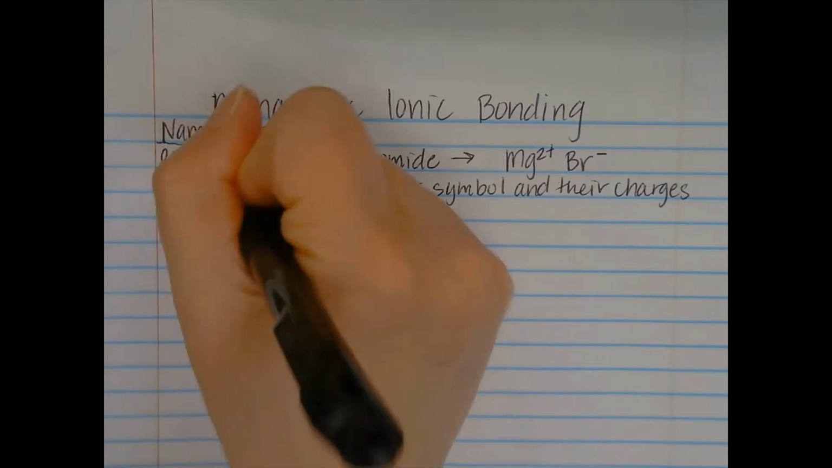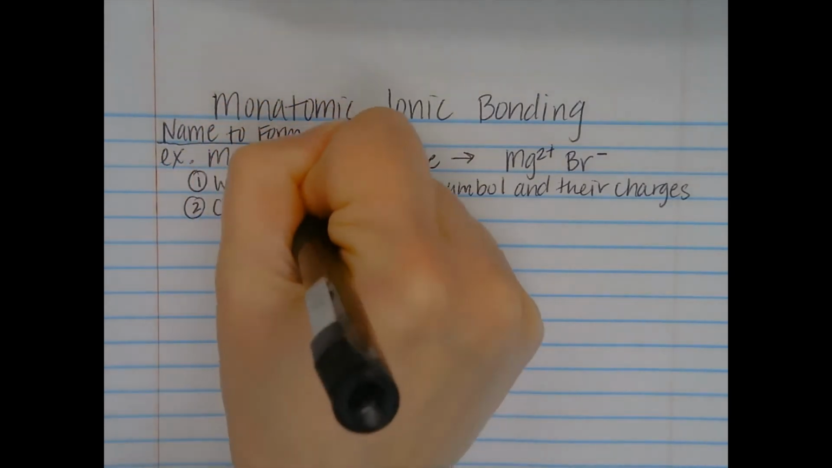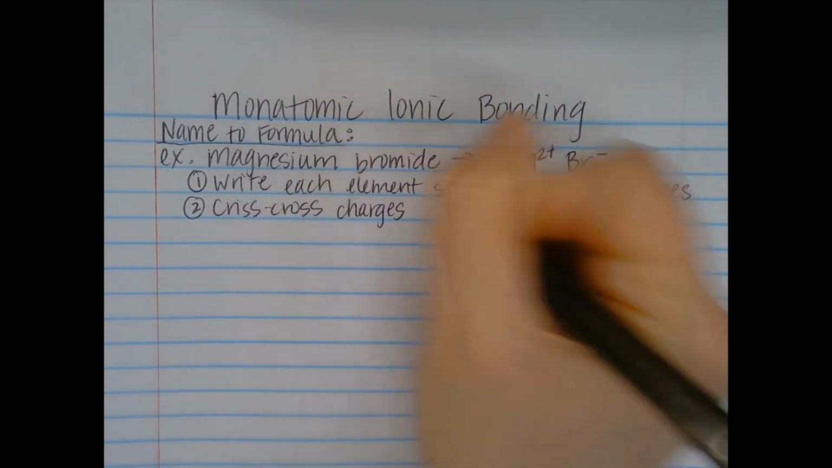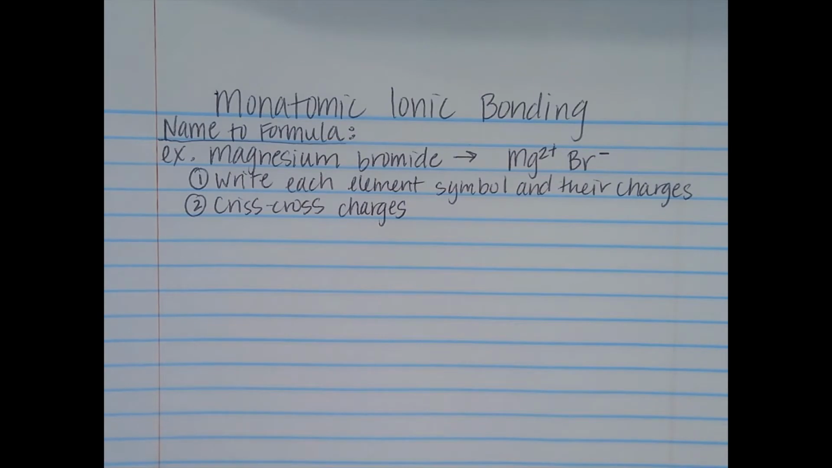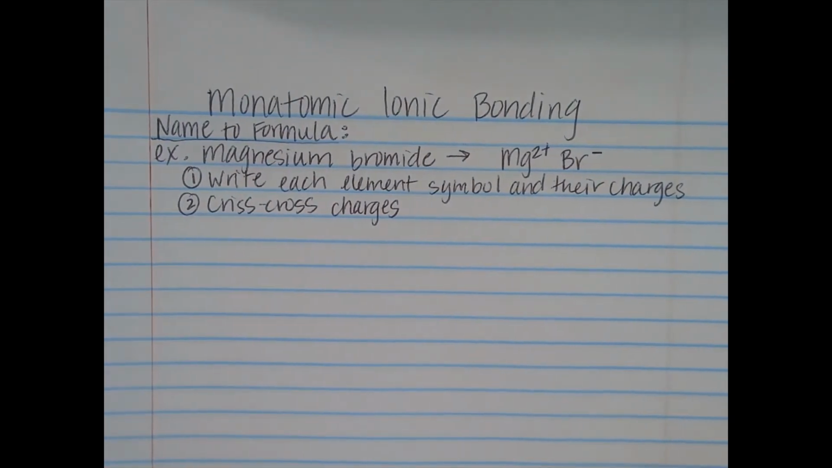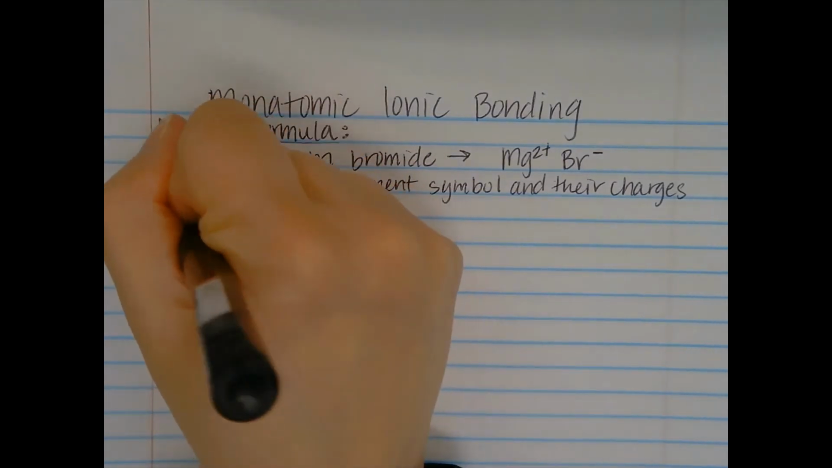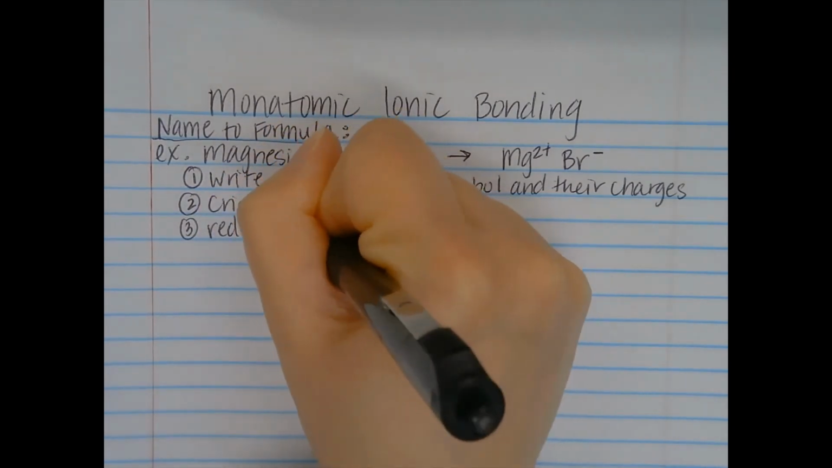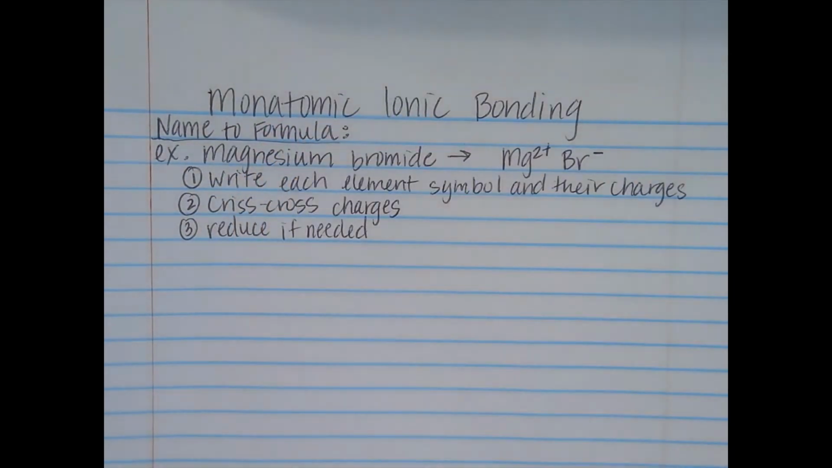Step 2. Crisscross charges. And then number 3 goes with it. Reduce if needed. So you know in math how you can reduce? If you have 4x over 2, you can reduce the 4 over 2. It's the same idea, okay?